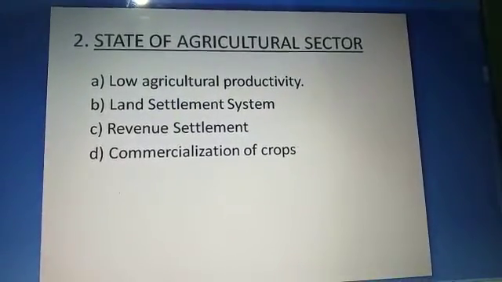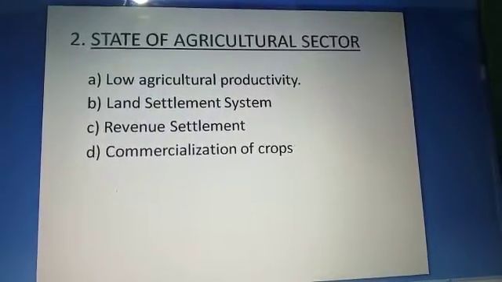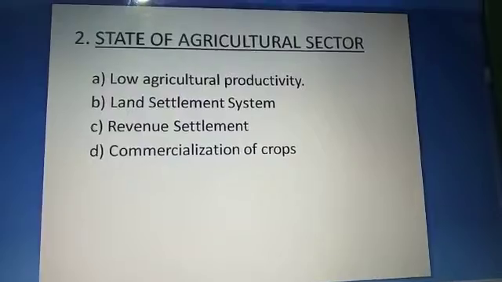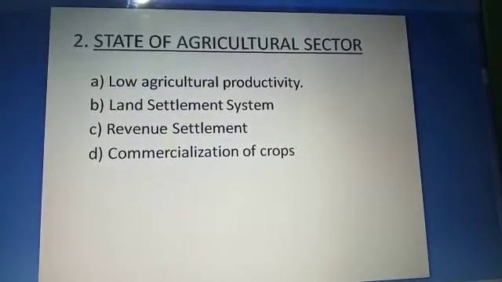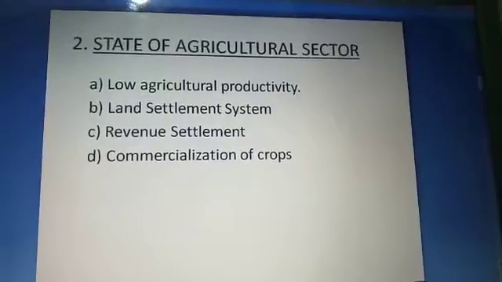The second section is the state of agricultural sector, which is characterized by low agricultural productivity, land settlement system, revenue settlement, and commercialization of crops.